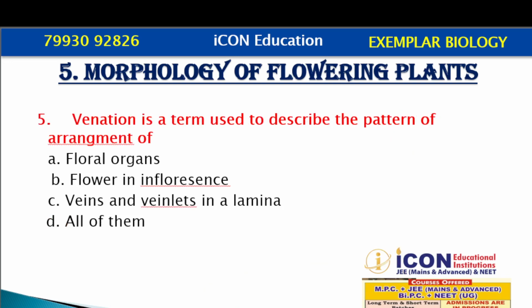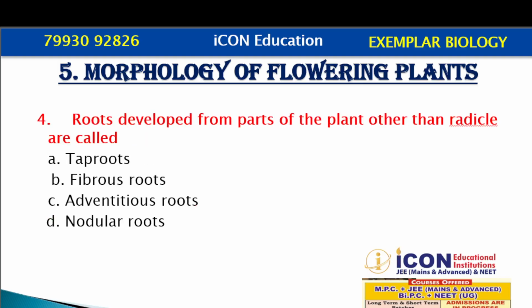Question number 4. Roots that develop from parts of the plant other than the radicle are called. This is also a direct question. If the roots are developed from any part of the plant, like a stem or leaves giving rise to roots, such roots are called adventitious roots. Roots that develop from any part of the plant other than the radicle are called adventitious roots.